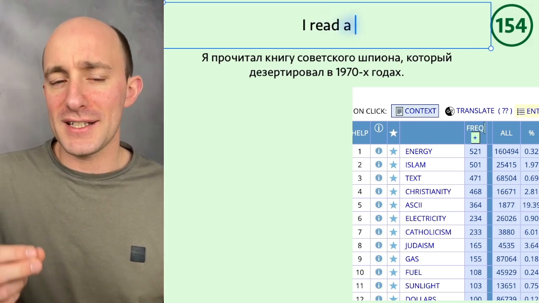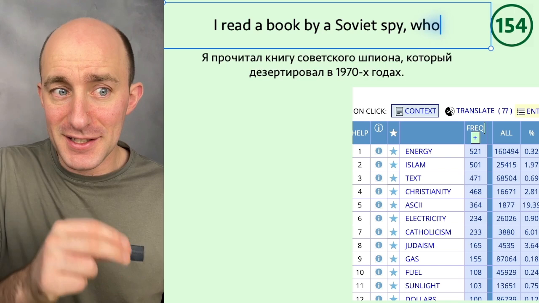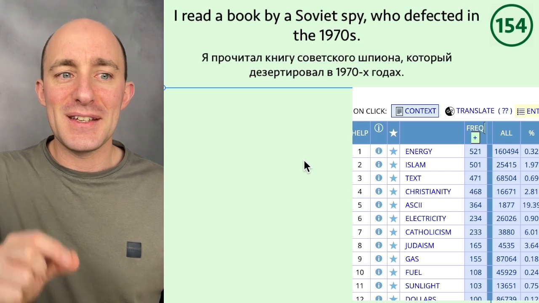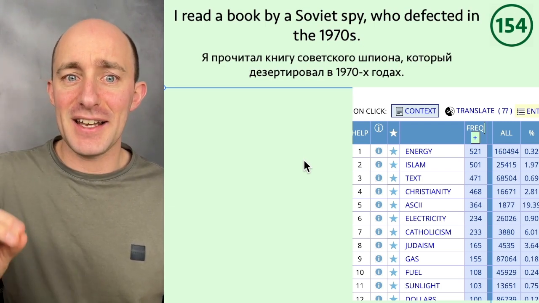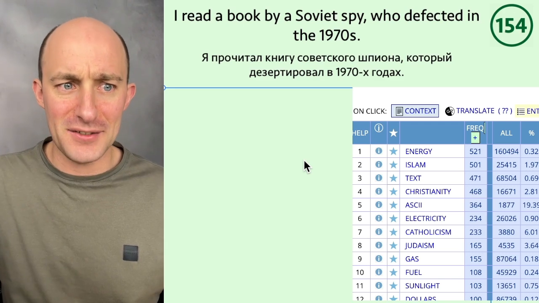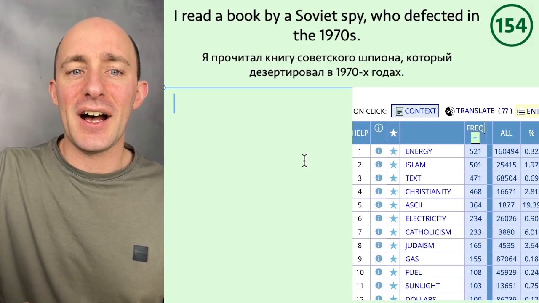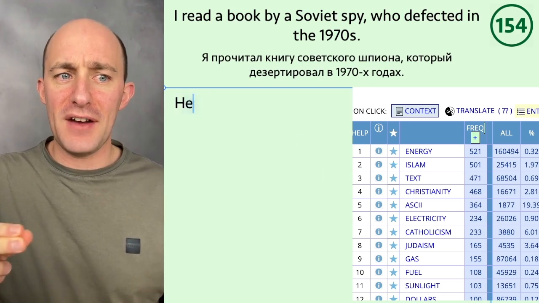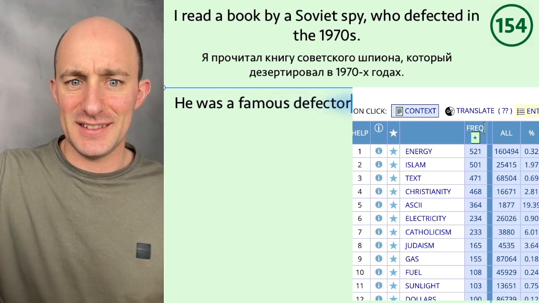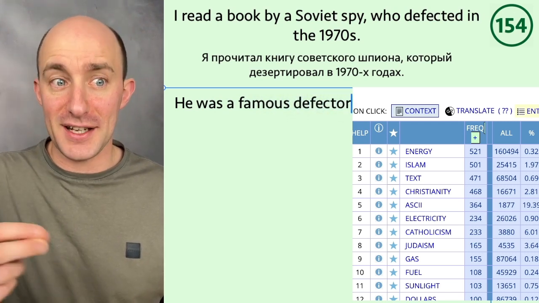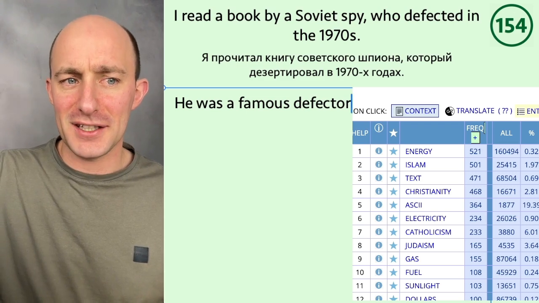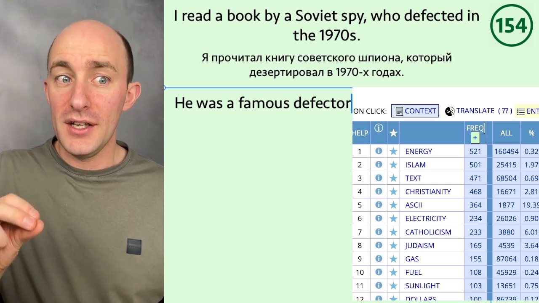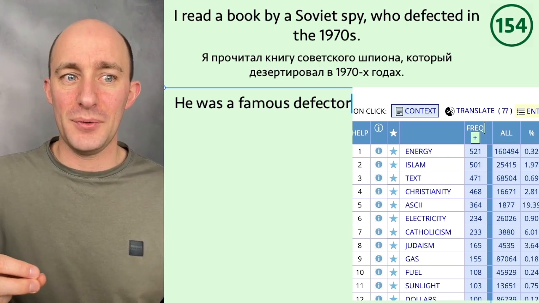I read a book by a Soviet spy who defected in the 1970s. So there's also the verb to defect. And if you defect, it's дезертировать. So to defect. A Soviet spy who defected, he was a famous defector. So defector, somebody who defected. Another meaning of defect. But the stress is different. Defect, the noun. Defect, stress on the first syllable. To defect, the stress is on the second syllable.